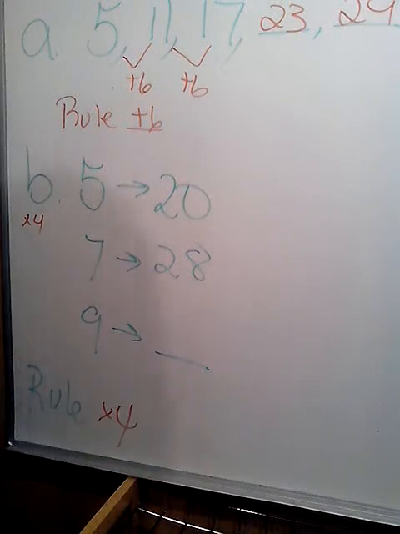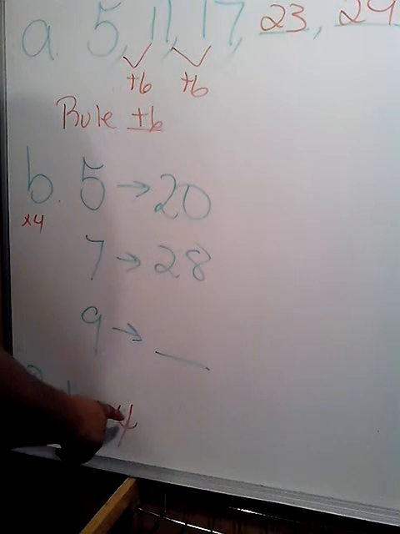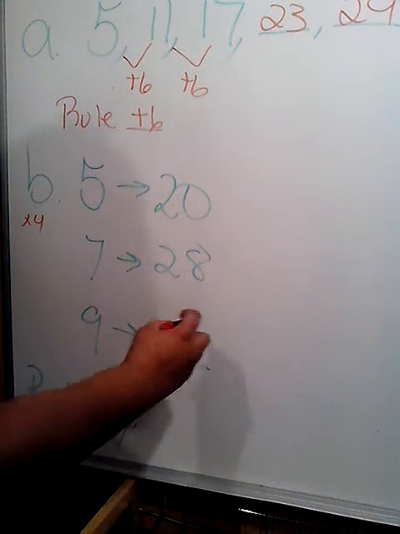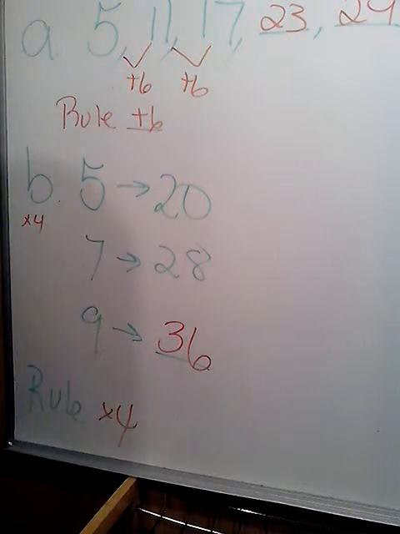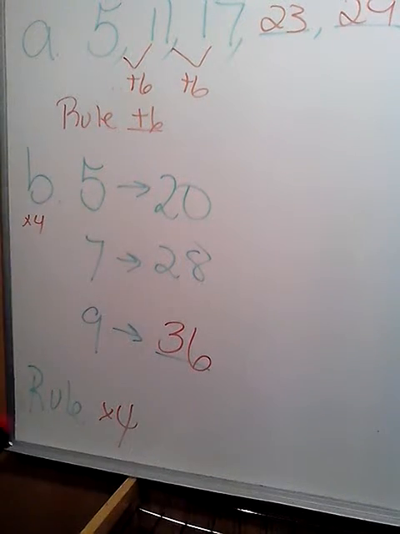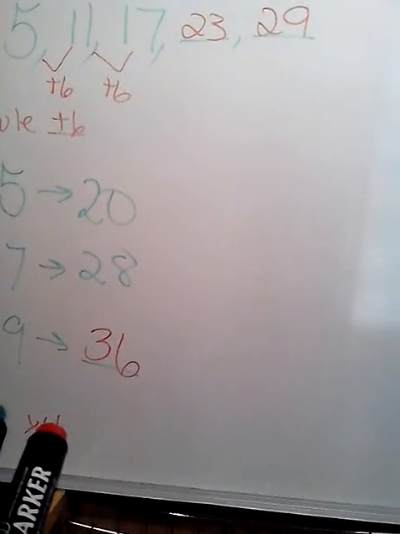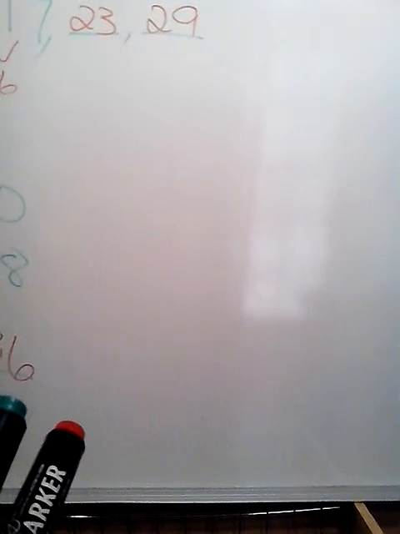Now that I know the rule, I can fill in this blank here. 9 times 4 is 36. So that's how you solve a sequence problem. I'm going to give you one to try on your own. Try C on your own. You can pause the video and try it on your own.